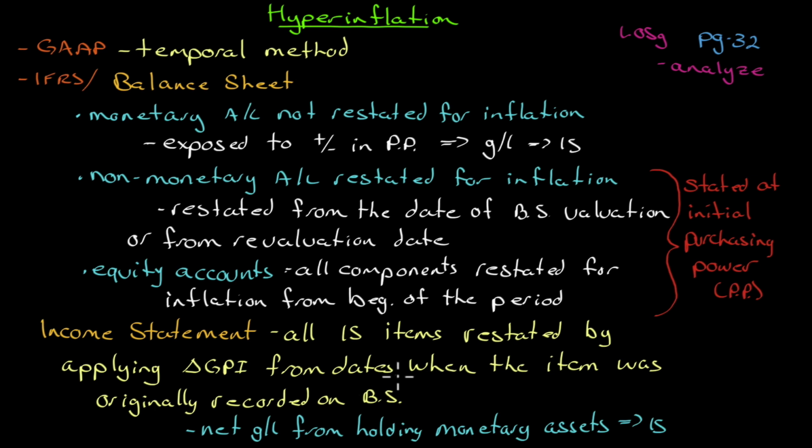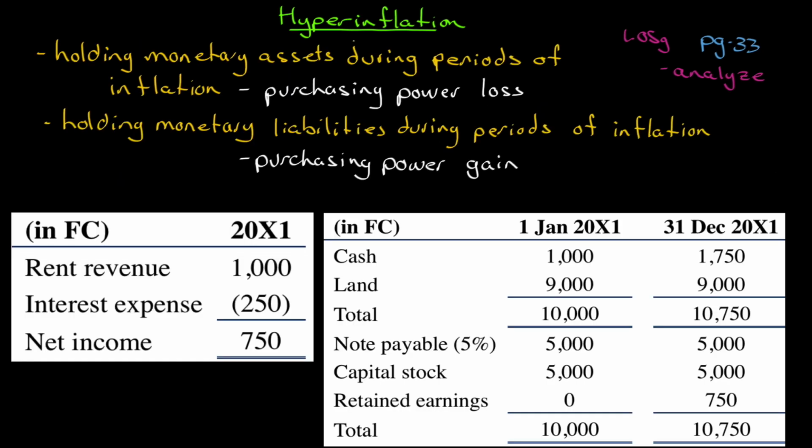So if you're talking about depreciation or inventory or amortization, and the net gain or loss from holding monetary assets also shows up here. Notice for the balance sheet, our monetary assets, because they're not restated for inflation, are exposed to gains or losses in purchasing power, which gives rise to a gain or loss on the income statement. That's the new entry on the income statement here, a gain or loss from holding the monetary assets. So if we are holding monetary assets during periods of inflation, you will have purchasing power loss. It is like sitting on money.